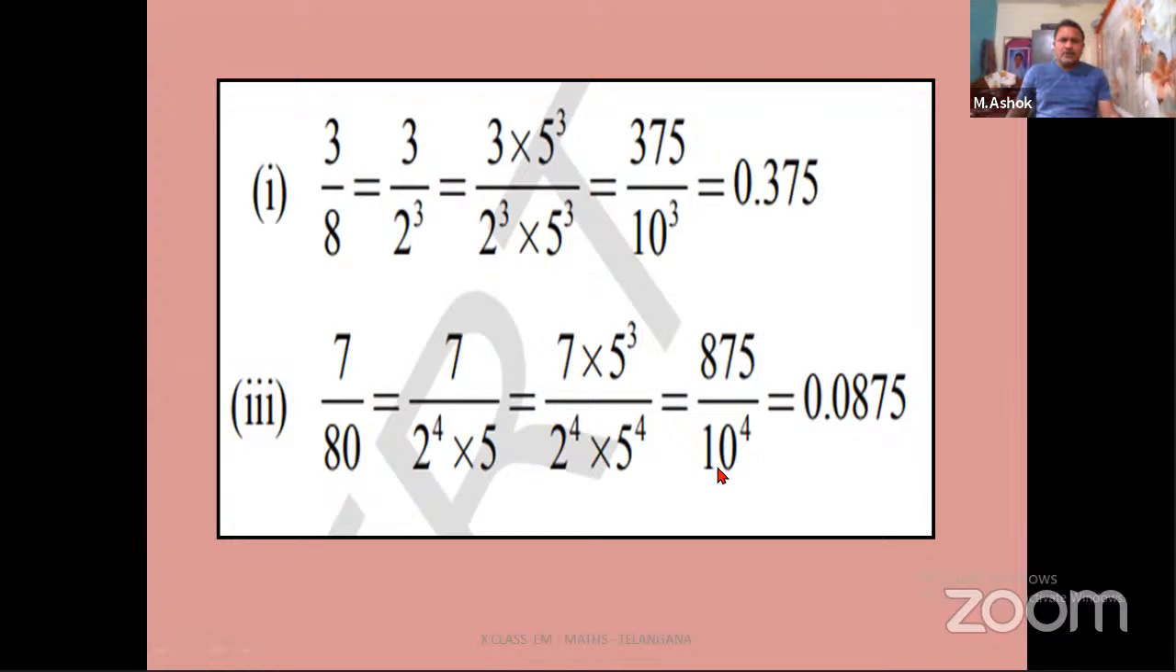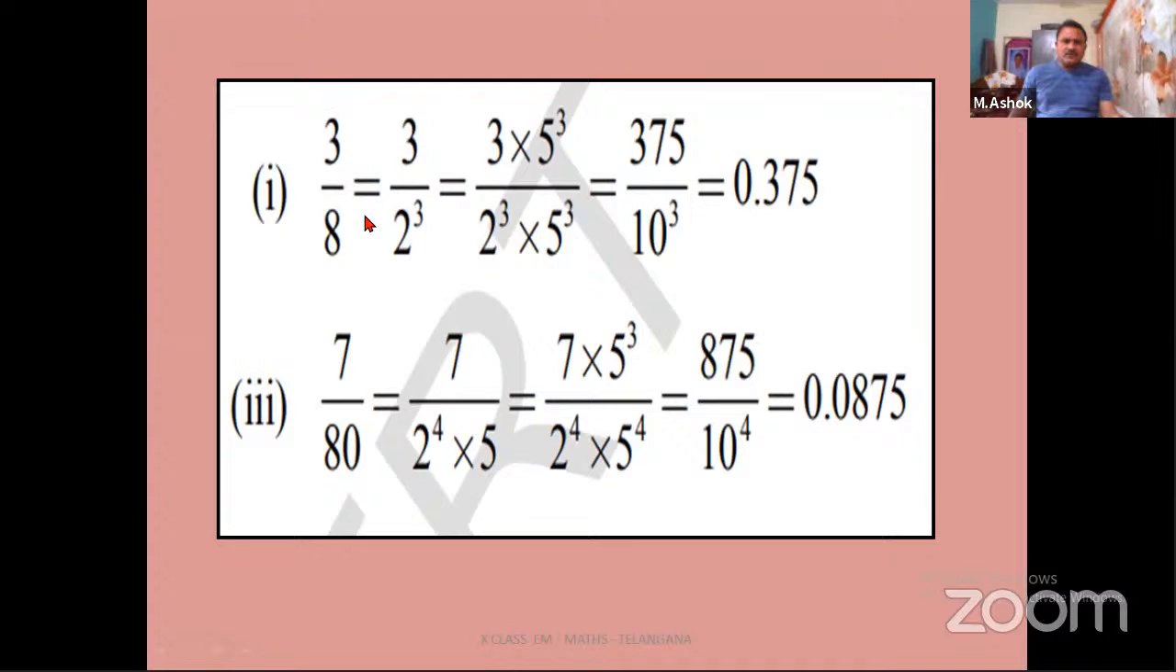But this is 10 to the power of 4. Remember, power 4 means you have to move the decimal point to the left up to 4 digits. Actually 875 has a decimal point even though we didn't write it. Move this point 4 digits to the left. Only 3 digits are there, so put a 0. Now it becomes 0.0875.